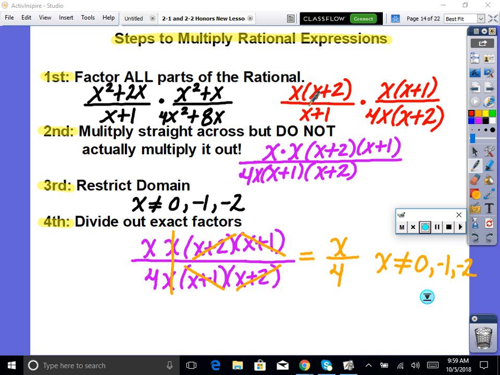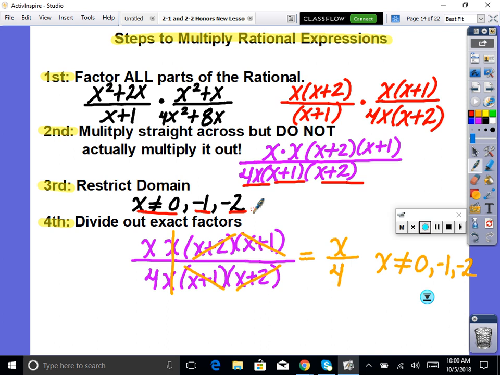So I have an x and an x and x. I have x plus 2, x plus 1. Do you guys see? 4x I put in front. It's just considered prettier. Then I had an x plus 1. I had an x plus 2. I restrict, so I said x can't be 0. X can't be negative 1, and x can't be negative 2.